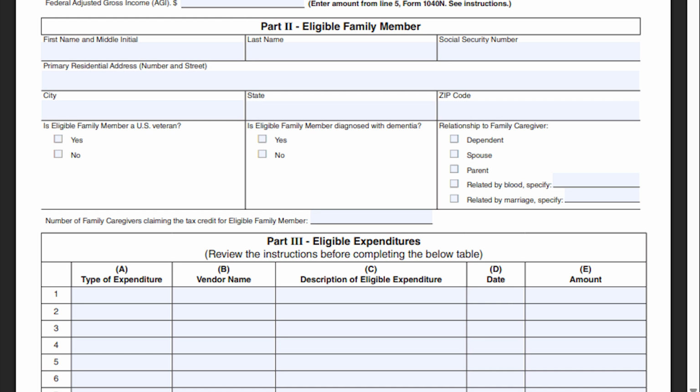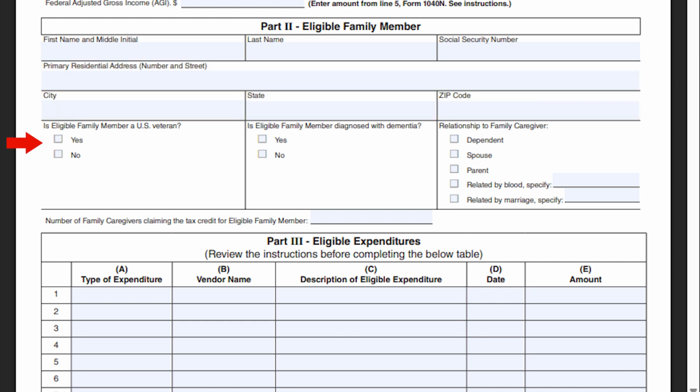Part 2 of Form 3165 is the eligible family member. This section of the form is where the family caregiver will enter the information for the family member that is receiving the care. The first line of boxes includes the family member's first name and middle initial, last name, and their Social Security number. The second line of boxes is where you will enter the residential address for the family member that is receiving the care. Family members who live in an assisted living center, nursing facility, or residential care home are not eligible under the caregiver tax credit. The third line of boxes includes their city, state, and zip code.